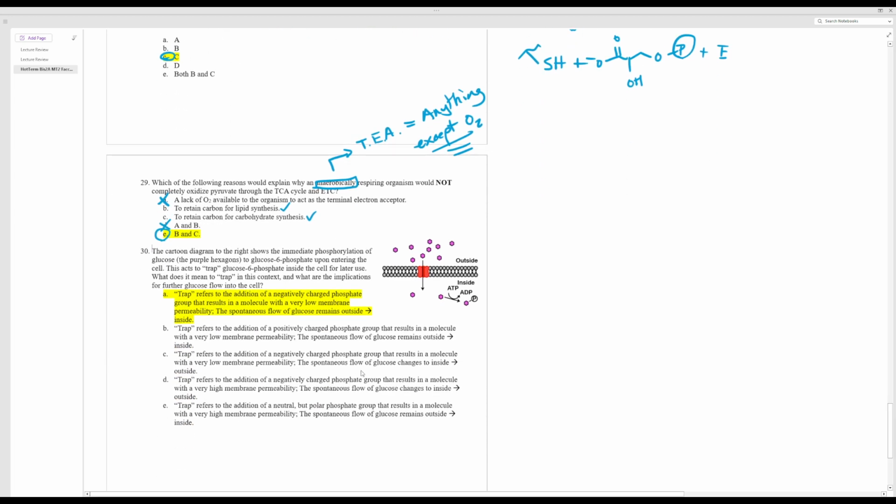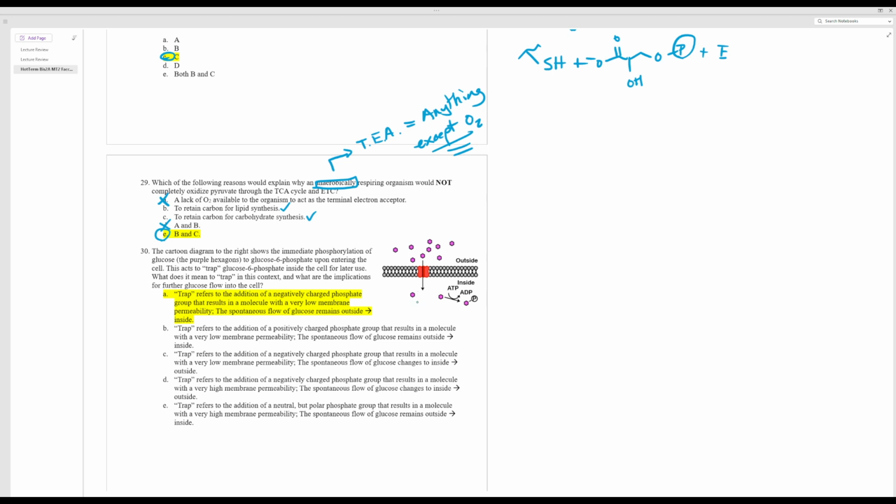Okay, 30. Last question. The cartoon diagram to the right shows the immediate phosphorylation of glucose, the purple hexagons, to glucose 6-phosphate upon entering the cell. This acts to trap glucose 6-phosphate inside the cell for later use. What does it mean to trap in this context? And what are the implications for further glucose entering the cell?